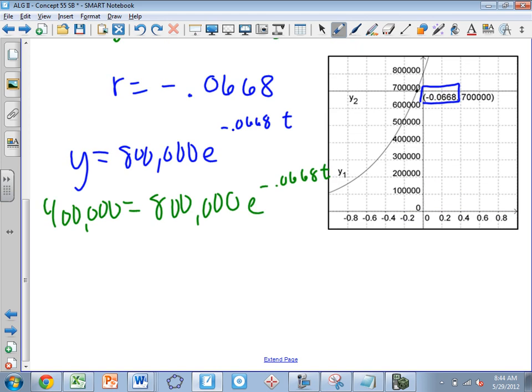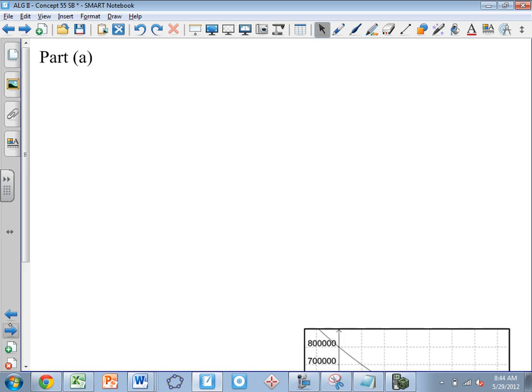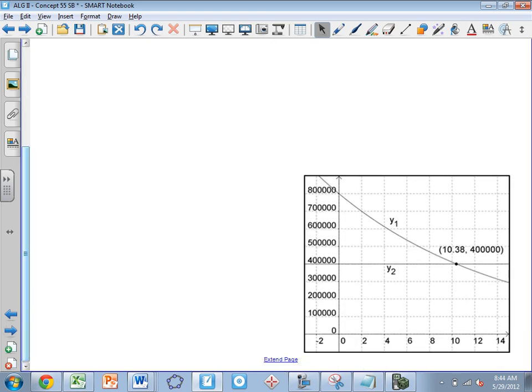So, how can I solve this? I can't solve it by hand. What can I call this side? y2. And what can I call this side? y1. And I can look for the intersection. Again, I'm trying to find the time it takes for the population to be halved. If your graph looks kind of weird, you're going to have to start messing around with your zoom features. And think about what's going on now. This graph is going to start at 800,000, and it's going to decay. So your general shape will look like this over here.